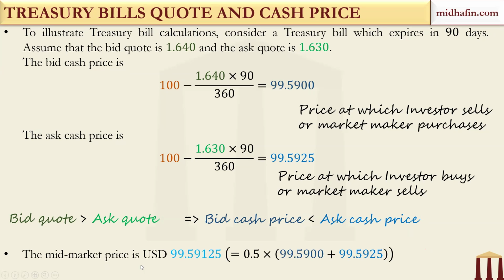Now here the mid market price has been calculated, that is 99.59125. Usually, for calculation purposes, we take the mid market price for doing any kind of calculation unless and until we have purchased it. Mid market price is nothing but the average of the bid and ask cash prices. Here you can see it is 0.5 times (99.59 plus 99.5925). Basically, 0.5 is nothing but 1 by 2, so that's the same as taking the average.